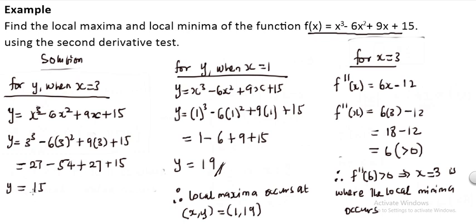So now that I've got my y value, I can therefore say, local minima occurs at (x, y) equals, my x value is 3 in this case, and my y value is 15. So that's it. That's how you simply use the second derivative test to find the local maxima and the local minima of a function.